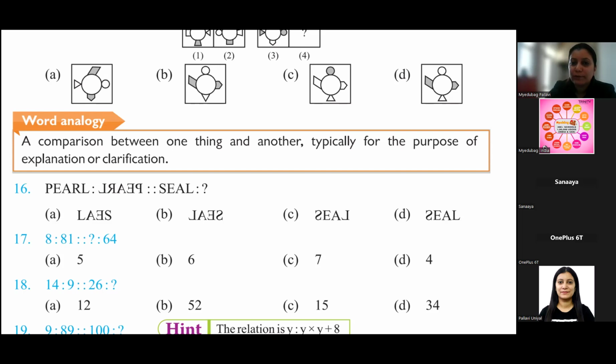Sanaya, if you have a drawing class and you are getting late, you can leave. Or if you can stay for a minute or so, you can stay. Can you stay for 2 minutes if you're not getting late? Yes, ma'am, I can stay for 2 minutes. Okay.